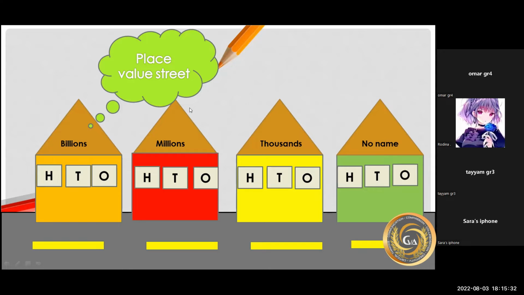So if I have a number like this and I want to read or write it, put each 3 digits in each house. The first 3 digits go in the house with no name. Count 3 digits, comma, comma, comma. Now house no name, house thousands, here is millions, and the last house is the billions house.